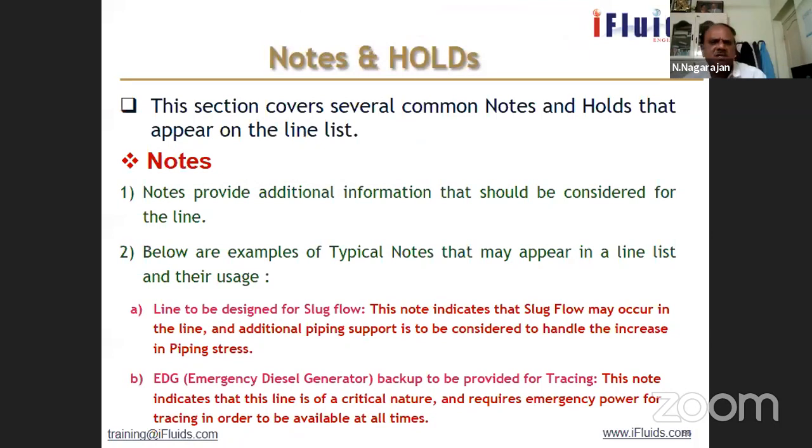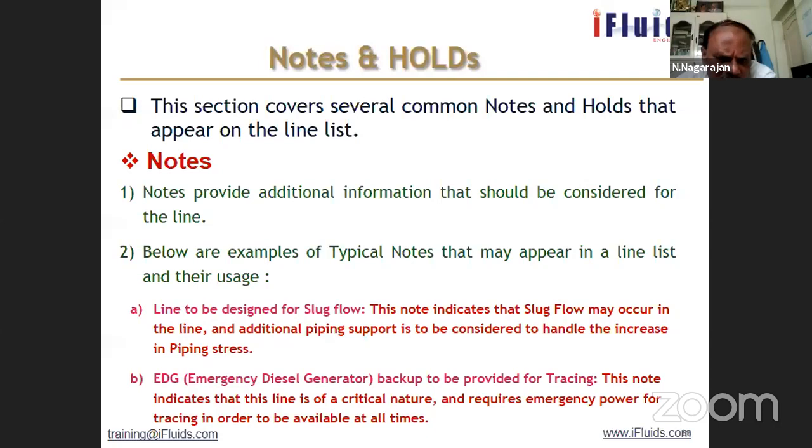Notes and holds: we always write, like on P and IDs, on the right hand side column you write notes. Hold is some information which is not available. So we put notes there and we list the holds. Holds will be removed when the project matures, when you get more and more information from other disciplines, from vendors, from the client. So here also in the line list, you will have the last 2-3 columns I showed you used for notes and holds and remarks for any special conditions.